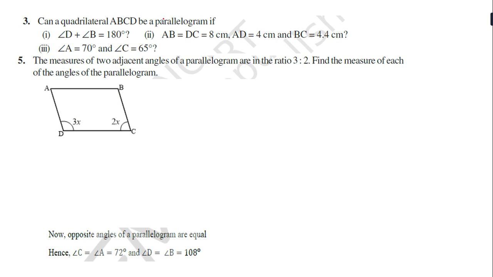Can a quadrilateral become a parallelogram? B plus D is equal to 108. AB is equal to DC is equal to 8. So first of all, we have to draw one parallelogram. I already had one here. Again, we have to draw one more parallelogram.